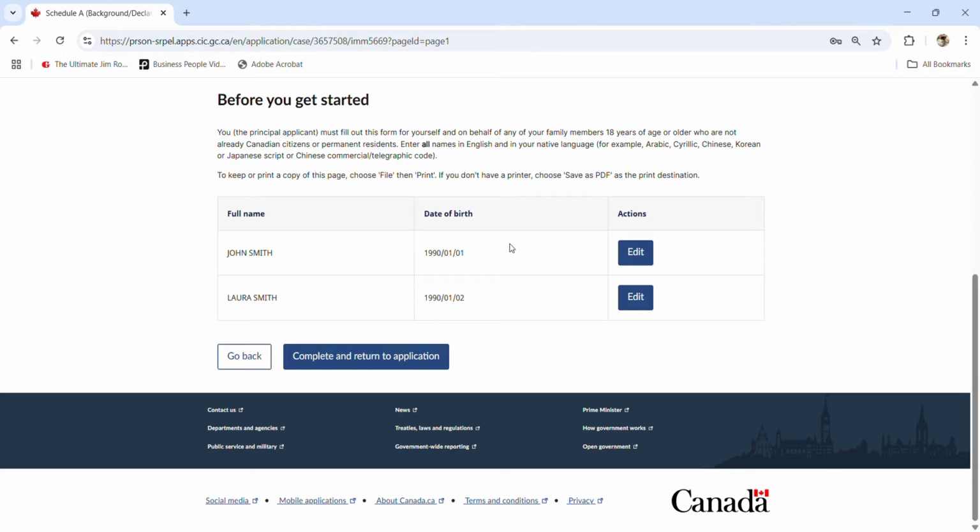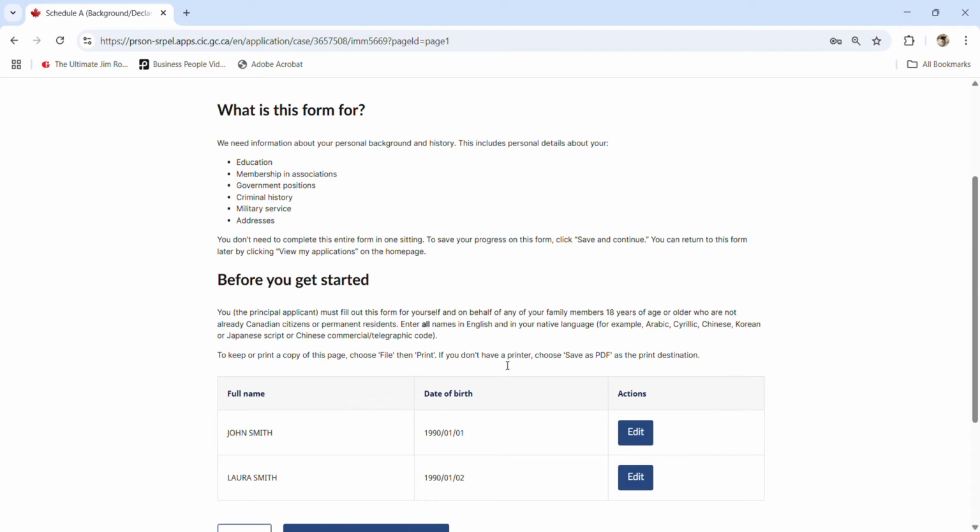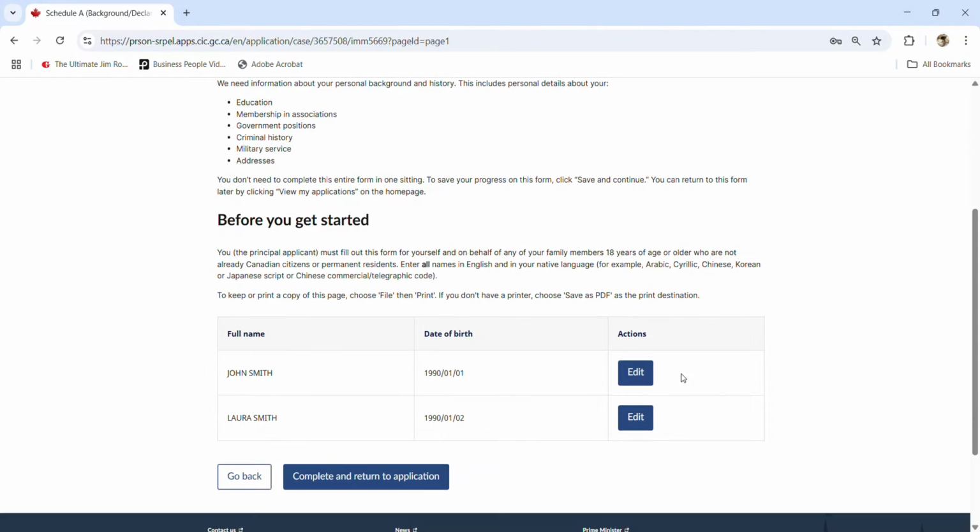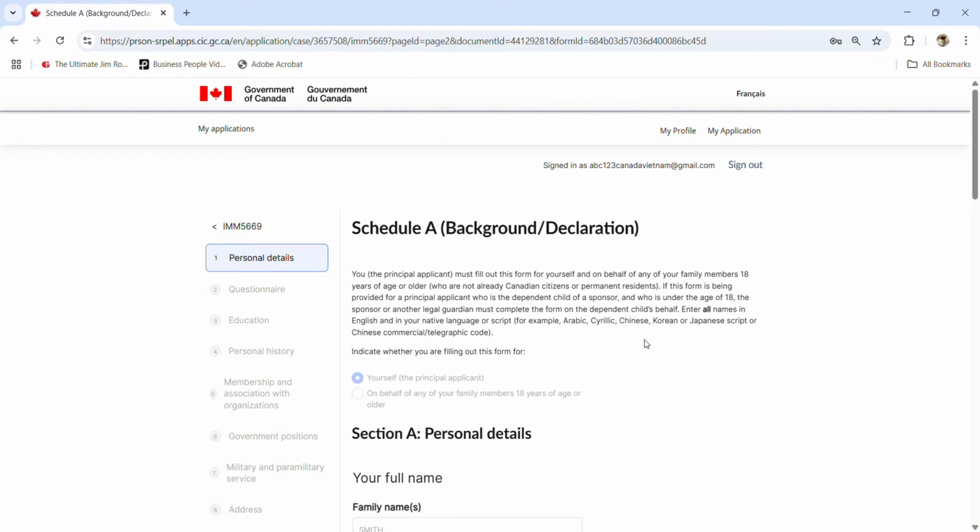All right, but in your case, if you have anyone in the family who is in the application and is over 18 years old, then it will come up directly with the name and the date of birth and the actions with the edit icons in here. Okay, but in this family only John Smith and Laura Smith are above 18 years old in the application. All right, so let's click in here, John Smith. All right, Schedule A for John Smith.